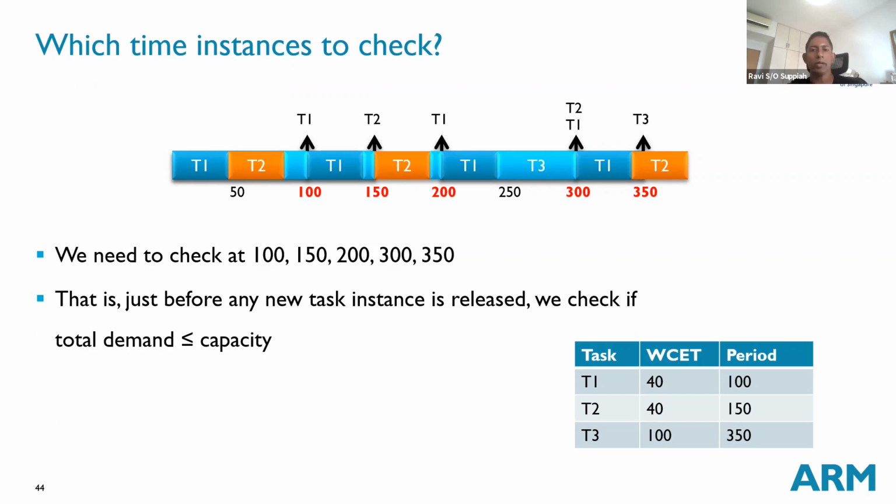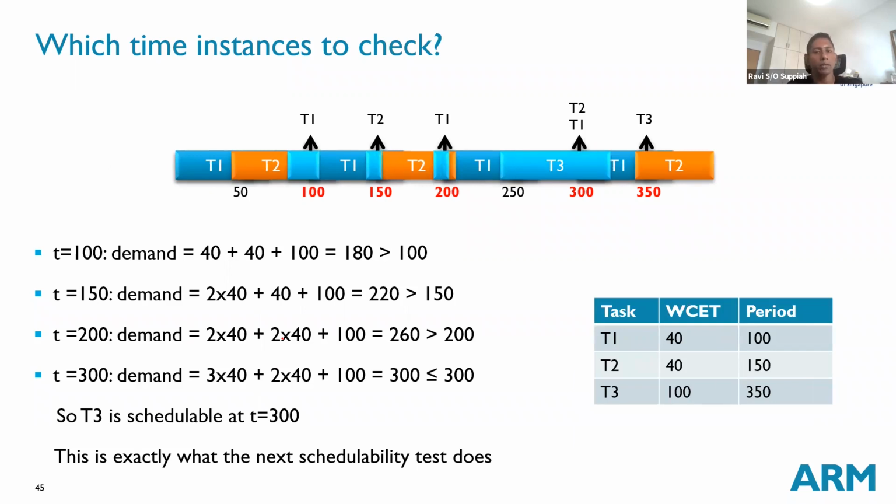And at each of them, we need to look at what is the demand, that means what is the computational requirement, and what is the capacity that is available at that time. So if you look at this, what can we see? At time t equals 100, I have a total demand of T1, T2, and T3. The computation requirement is 180, but the time that has elapsed so far is only 100. So I'm not able to fulfill it yet.